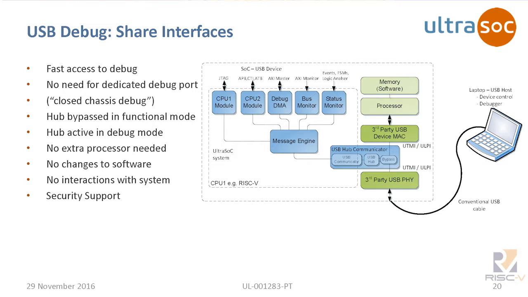One of the other key things we have is a USB hub communicator. It's a proper hub. It requires no software resource from the target subsystem. We implement the MAC, the protocol, and the buffering completely in hardware. And so the laptop here on the right will see two devices. It'll see the UltraSoC domain and then the target domain.